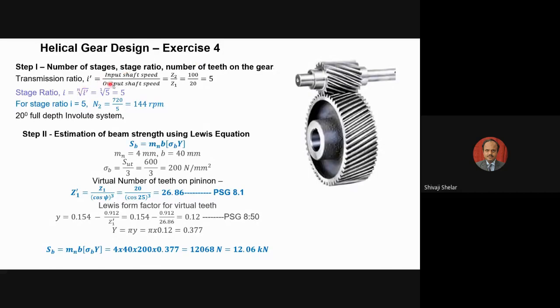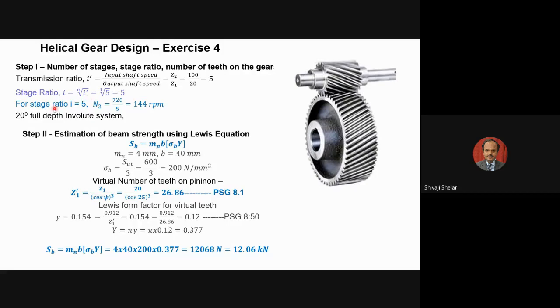So the transmission ratio is input shaft speed upon output shaft speed, which will be related by the number of teeth, that is Z2 by Z1, because it is single stage. So it depends only on the number of teeth on the pinion and gear. Z2 by Z1 comes out to be 5. So we have a transmission ratio of 5, and since my number of stages is 1, my stage ratio is exactly equal to 5.